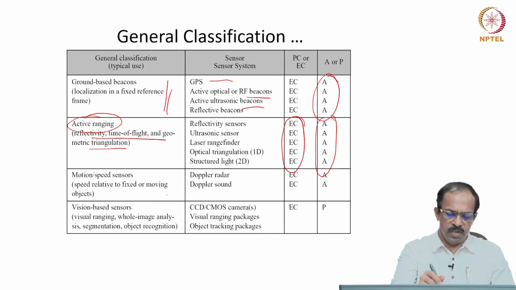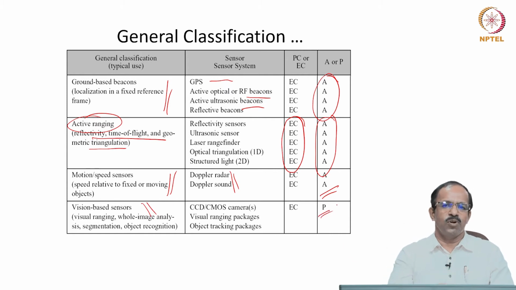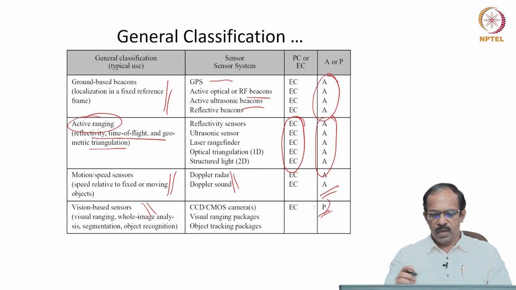And the motion or speed sensors like Doppler radar and Doppler sound, again active. And the cameras, so basically passive, so it won't emit energy, but the light energy falls onto the camera, so it actually gives a signal. So that's why it's a passive one. Camera is a passive sensor, and it's an EC type.